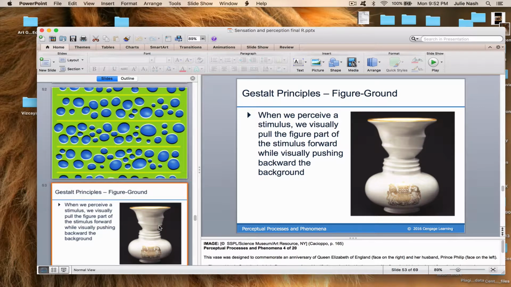All right, let's get into Gestalt principles. This is figure-ground. Whatever comes to the foreground is the figure, and whatever sinks back and is just a backdrop is the ground. So if you make the vase figure, then the black is just a background. But if you make the vase background, move it to the back and bring the black forward and make it figure, you see Queen Elizabeth and Prince Philip.